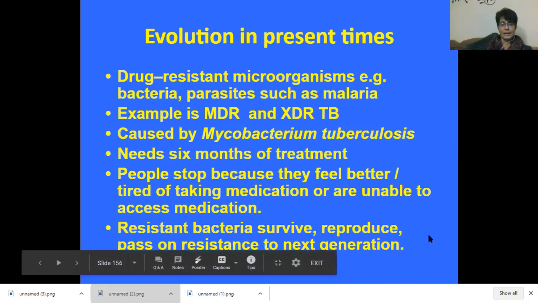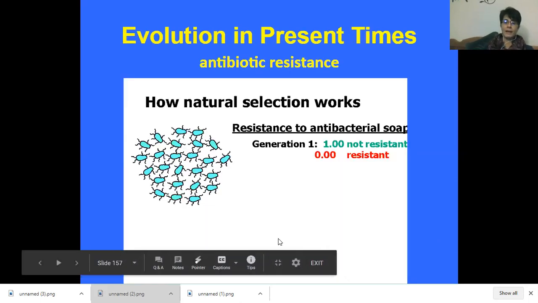All right, so now if they do stop taking the medication or they can't get to the clinic to get more medication, then those resistant bacteria are the ones that reproduce, survive, and pass on that trait. So I said today in the lesson, I think Mrs. Page put this in because now we're talking about using antibacterial soap and alcohol and stuff.